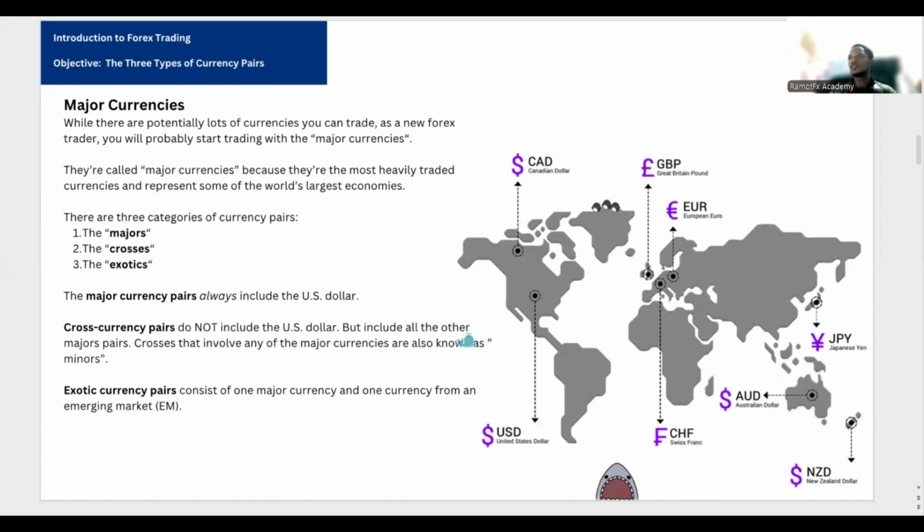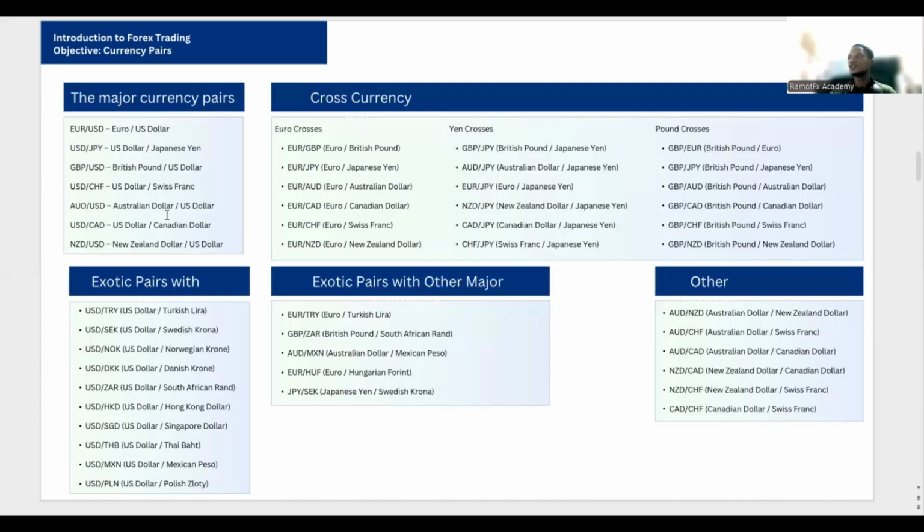So let's get straight to it. I don't want this session to be long. You can actually write these down. These are the major currency pairs: EUR/USD, USD/JPY, GBP/USD, USD/CHF, AUD/USD, USD/CAD, and NZD/USD. These are the major currency pairs that you should put in your watch list as a complete beginner.